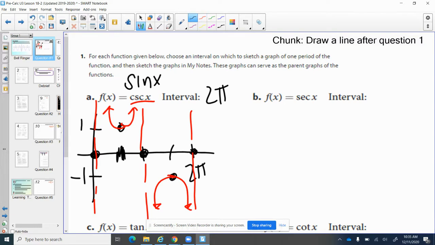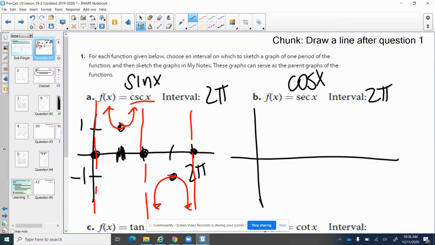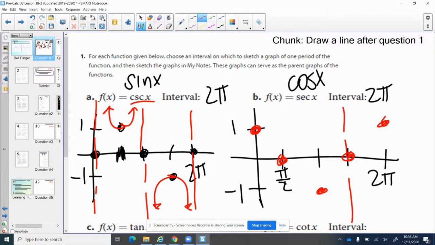Same kind of idea for our secant graph, which deals with cosine of x, with intervals of 2 pi, and we have to graph our secant graph based on our cosine graph. Both of these are going up by pi over 2 each time. With cosine, we normally start at our positive amplitude, back to the midline, down, back to the midline, back up, with vertical asymptotes at the midline and parabolas at our maxes and our mins.